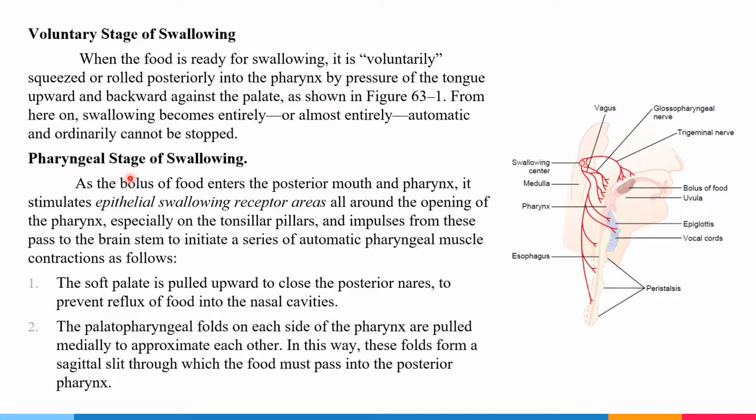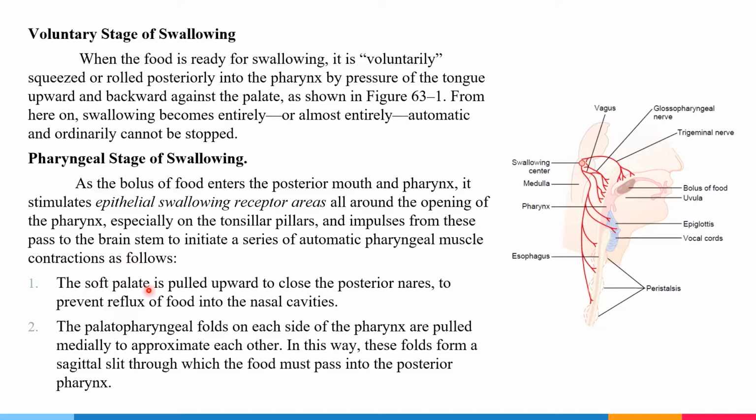Next is the pharyngeal stage of swallowing. As the bolus of food enters the posterior mouth and pharynx, it stimulates epithelial swallowing receptor areas all around the opening of the pharynx, especially on the tonsillar pillars. And impulses from these pass to the brainstem in order to initiate a series of automatic pharyngeal muscle contractions as follows.